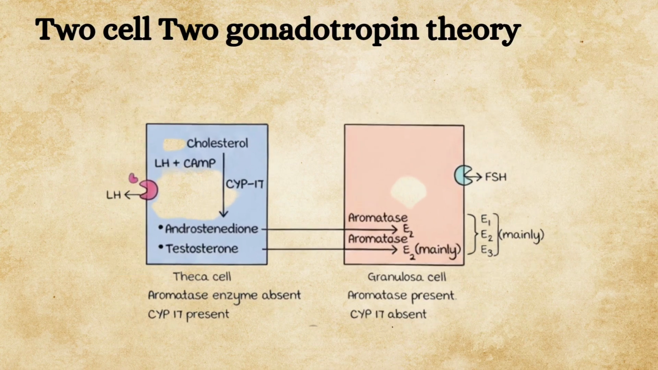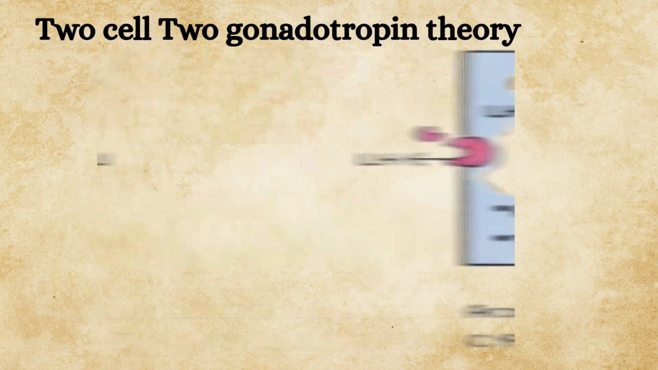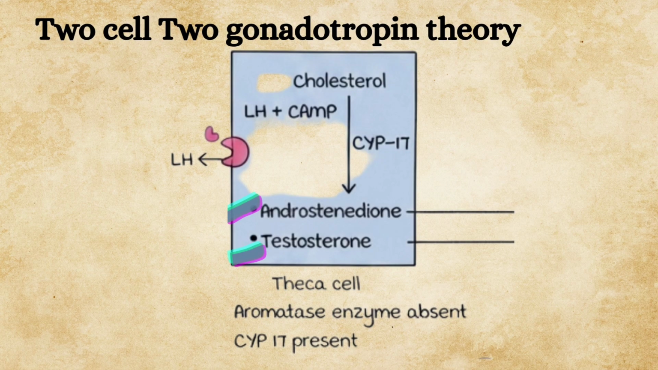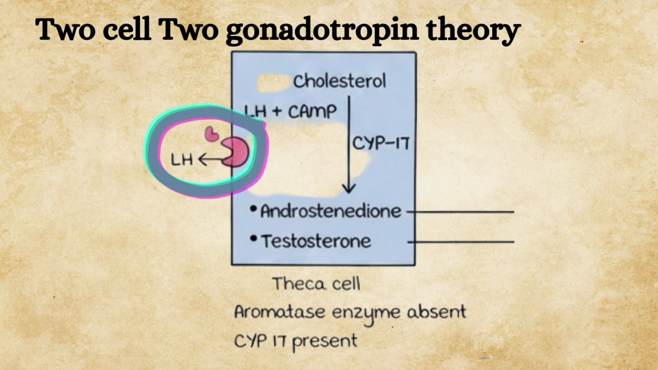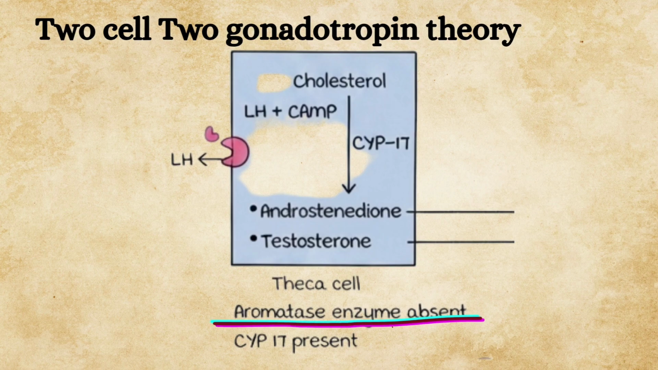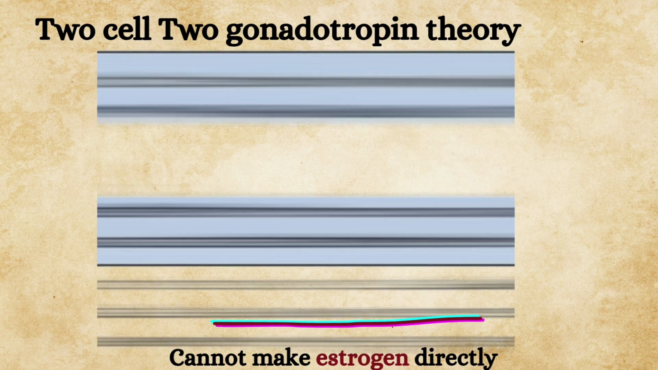Let's clear the two-cell, two-gonadotropin theory. Inside the theca cells, cholesterol is converted via the CYP17 enzyme pathway into androgens like androstenedione and testosterone. LH binds to its receptor, utilizing cyclic AMP as a secondary messenger. Theca cells lack the aromatase enzyme, so they cannot make estrogen directly.